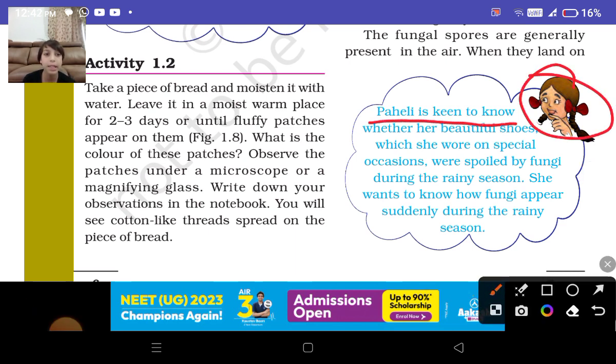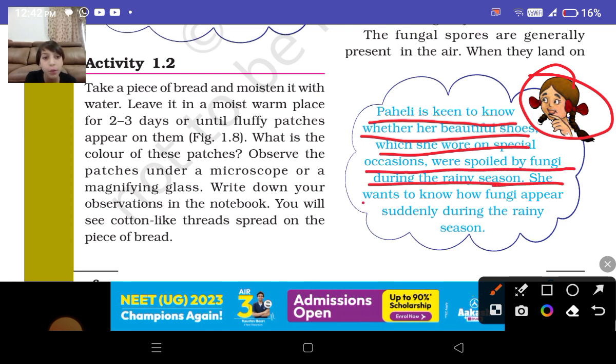Okay, Paheli is keen to know. Keen means eager to know. Whether her beautiful shoes, which she wore on special occasions, were spoiled by fungi during the rainy season. She wants to know how fungi appear suddenly during the rainy season. Why fungi? Her beautiful shoes, which she wore on special occasions, are spoiled by fungus.